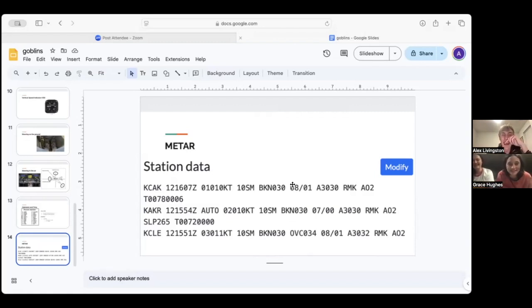So this is your temperature and dew point. It's saying that today it was 8 degrees Celsius on the ground. And then 1 degree is the dew point. The dew point is when the temperature reaches the point where all the air molecules have become saturated and it can't hold any more water.